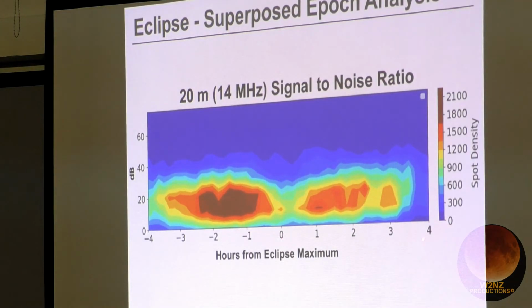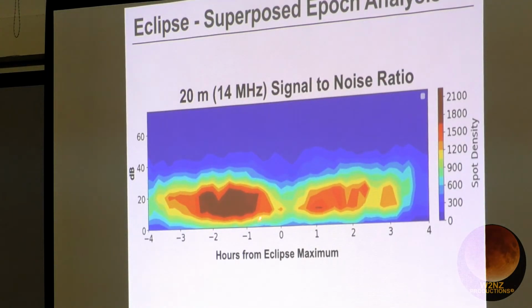So 4 hours going out this way, 4 hours going out that way. And then I have spot density. The dark reds here are over 2,000 spots per unit area, so it's a pretty high density number of spots. You can really see the general behavior of the 20 meter band during the eclipse.